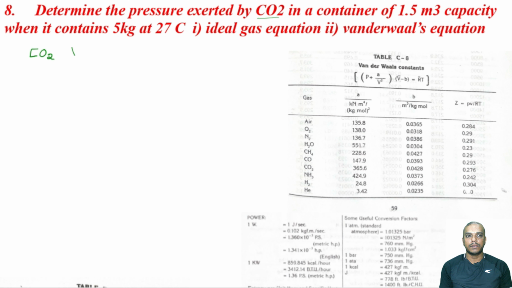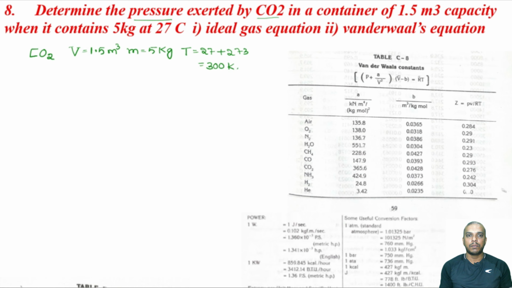So, the volume is given, 1.5 meter cube. It contains 5 kg, so mass is given as 5 kg, at 27 degrees Celsius. So, the temperature of the gas is 27 degrees Celsius, but when we are using these equations, the temperature has to be in absolute temperature, that is in Kelvin. So, let us add 273 here. So, temperature is 300 Kelvin.